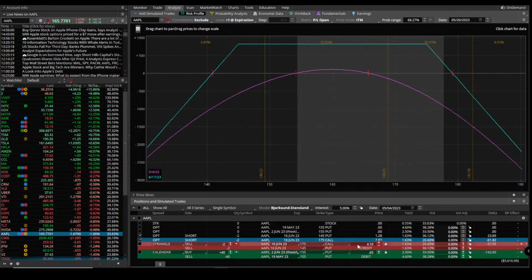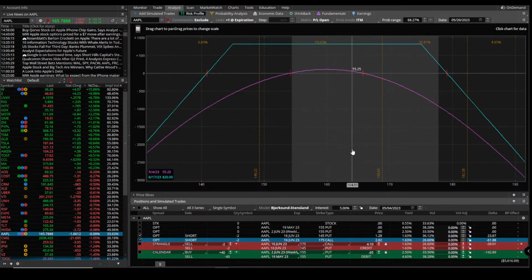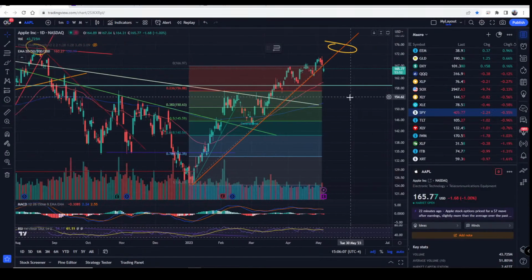I filled two of these strangles at 410. So what I did was I went out to June expiration to the 175 call and the 145 put. Let's take a look at the chart on why I chose those.